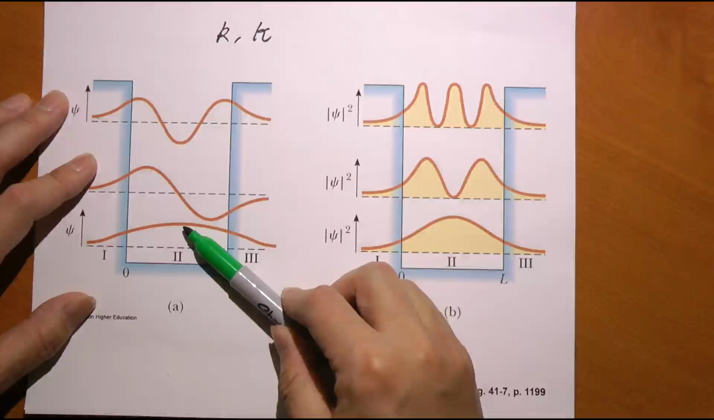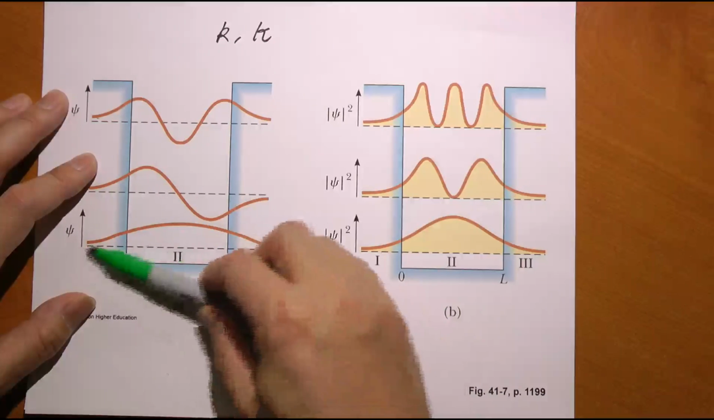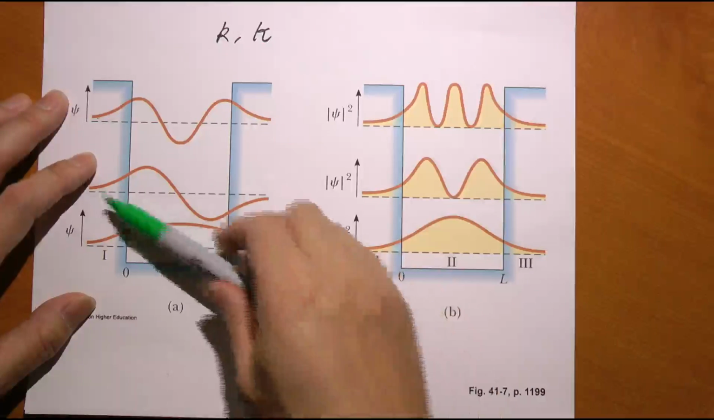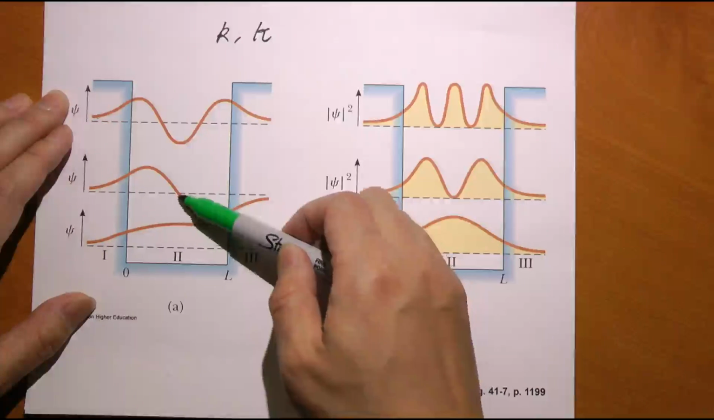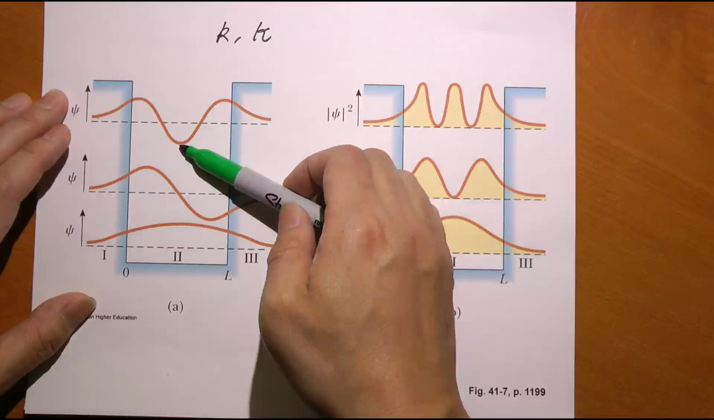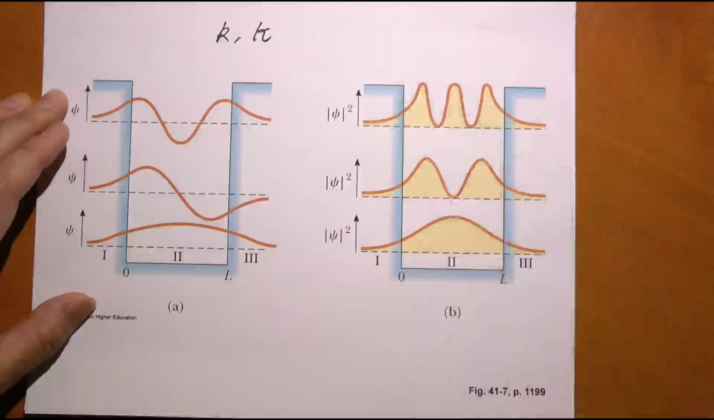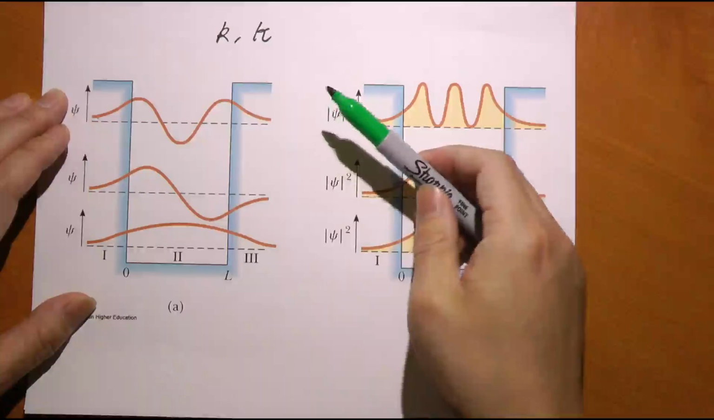Here is your ground state. Again, there is no node, and it's even. Here's the first excited state. There is one node in the middle. It's odd. Here's the second excited state. There are two nodes, and it's even, just like we suspected before.